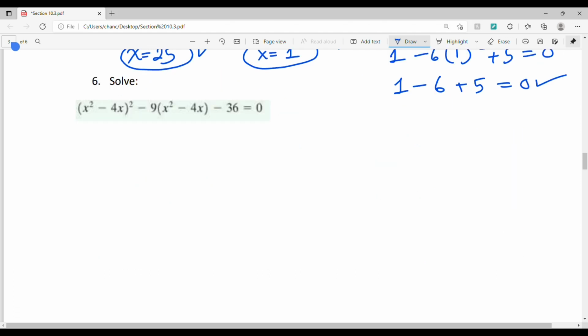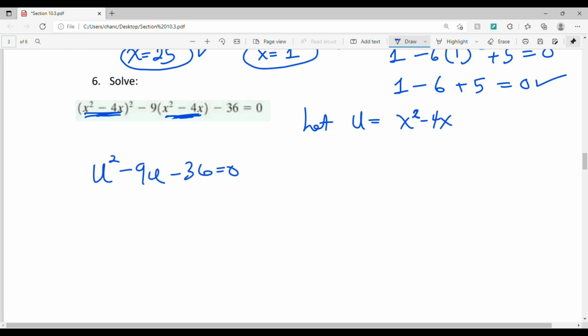In example 6, what is our u? Well, it's going to be this x squared minus 4x. So let's let u be equal to x squared minus 4x. It's going to be a complicated u substitution, but it will work out. So if I replace all of the x squared minus 4x with the letter u, I would get u squared minus 9u minus 36 is equal to 0.